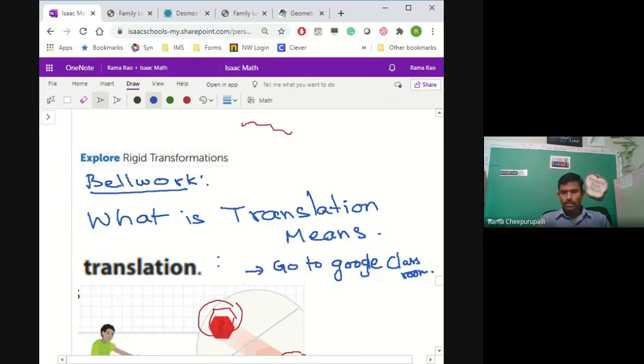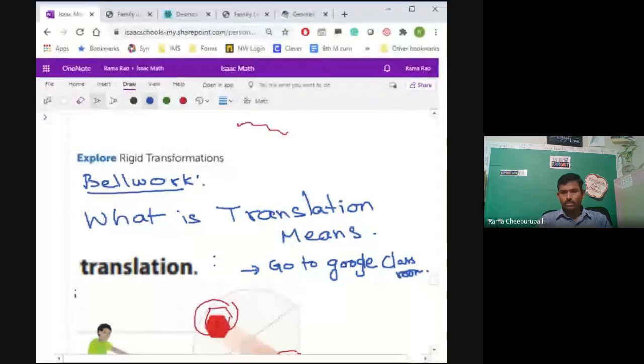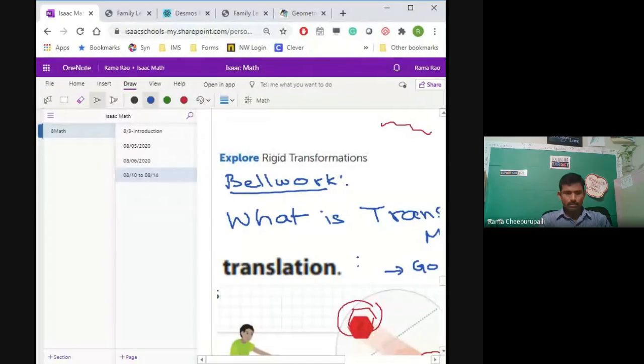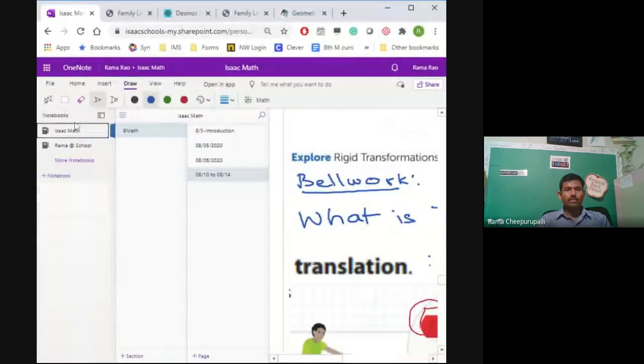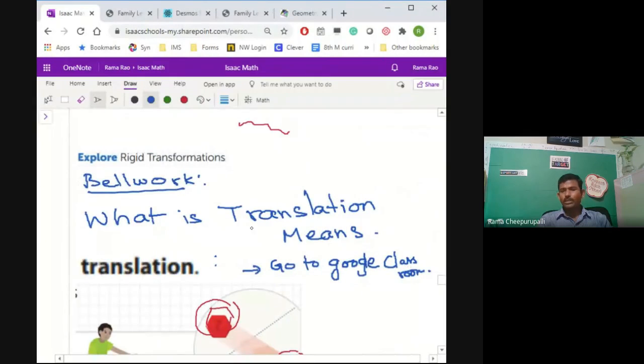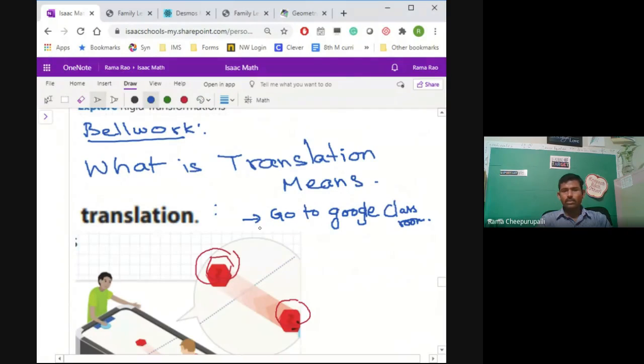So the bell work is, what does translation mean? Go ahead and do it on your Chromebook. Sorry, whatever I'm talking. Go to Google Classroom and answer that question quickly, and then we're going to continue to learn right away. Okay, so the question is, what does translation mean? If you want a little hint, you can see this. We talked about this air hockey yesterday, so you know it.